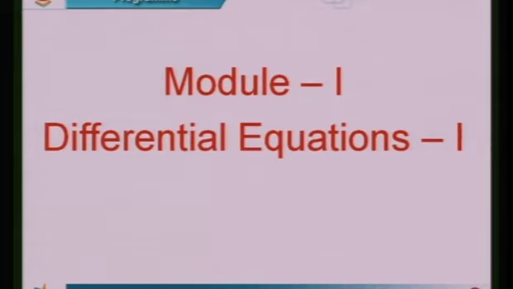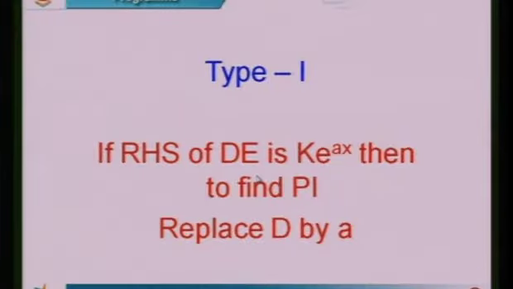First, what we have done in this module, we have found the complementary function for equal roots, different roots and the complex roots. Then based on the right hand side of the differential equation, we have 5 types of differential equations. In that the first type is k e power ax on the right hand side. Then to find the particular integral, replace D by a.